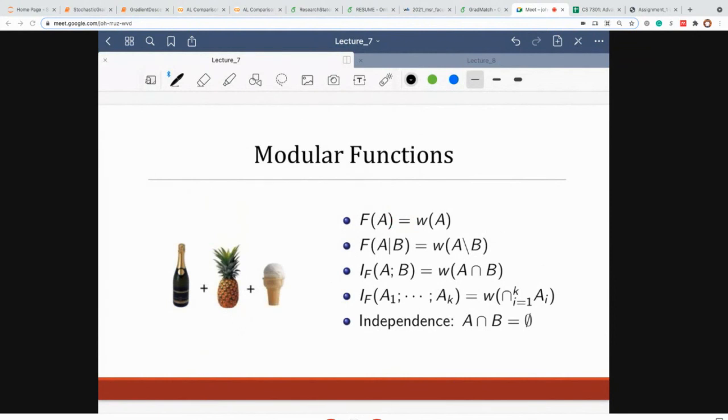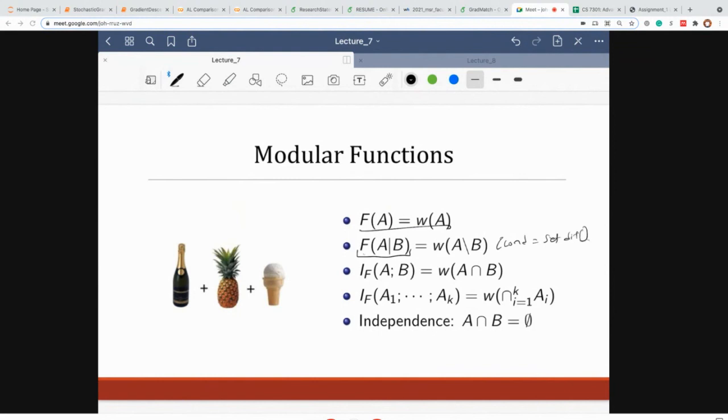So the simplest case is where you have an additive function, right? The additive function is not really interesting, it is obvious. In fact, you have obvious interpretations of all of these. The first case, f of A is nothing but w of A, by definition. F of A conditioned on B is the conditional information, which is nothing but a set difference. So here conditioning is equal to set difference only in the modular case. So here this is w of A minus B.